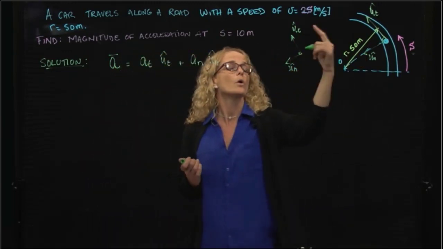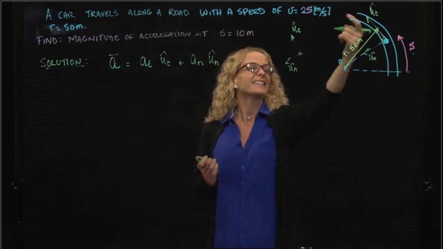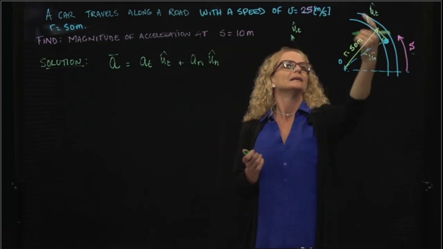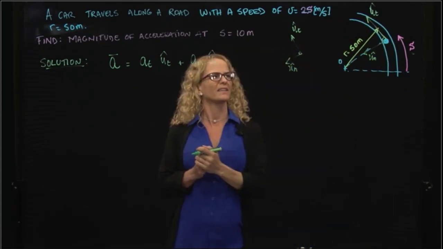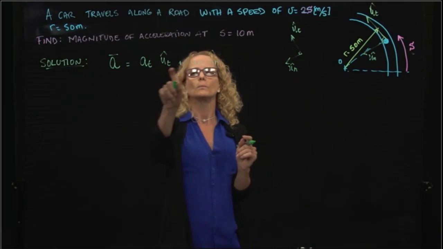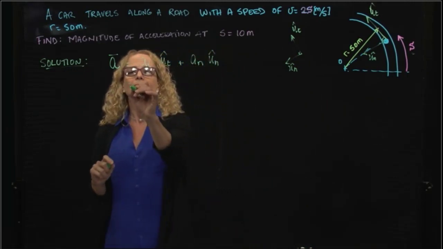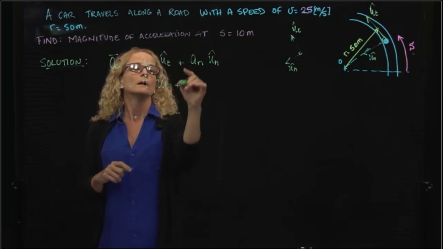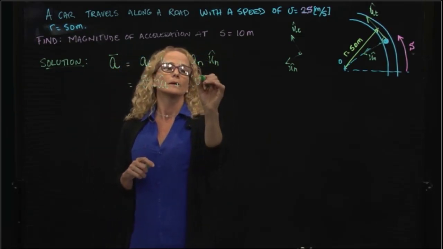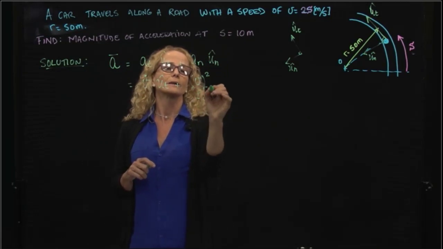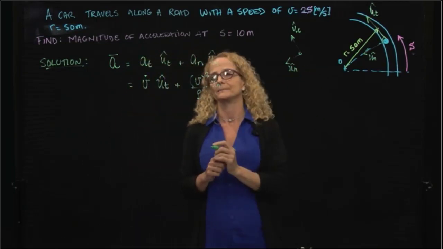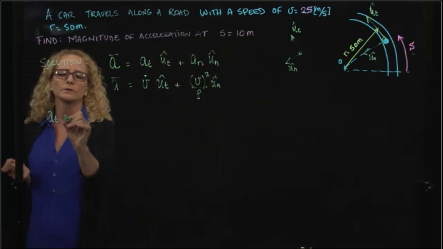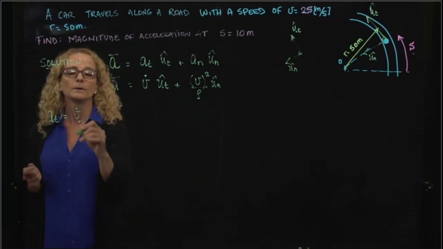Our velocity is always tangent to the path with this s. So the velocity that is given is always tangential to the path. However, the acceleration has two components. The tangential component is the derivative with respect to time of the velocity, and the normal component, we know, is the velocity squared over the radius of curvature of our path. So let's find out first our tangential acceleration, which is the derivative of the velocity.